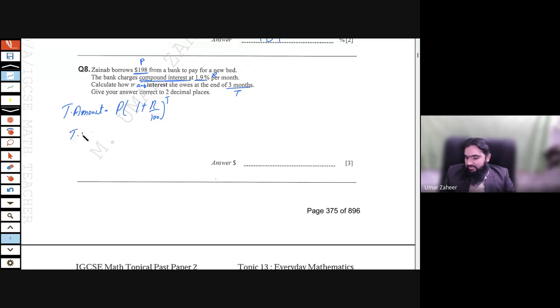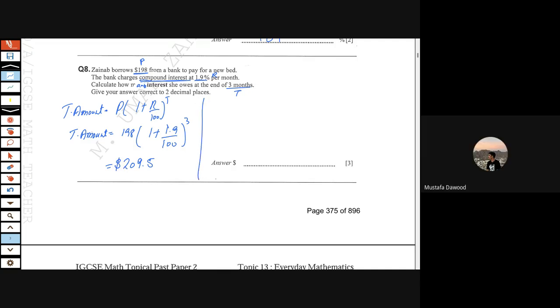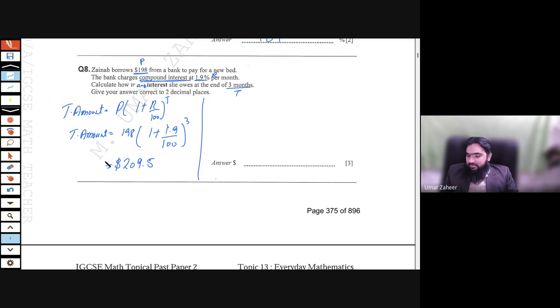The total amount we need to find. The principal amount is 198. 1 plus rate is 1.9 divided by 100, and the time is 3 months. Yes, that is equal to, I'm not sure, but I'm getting 209.5. Is anyone else getting the same answer? Yes, sir, 209.5.